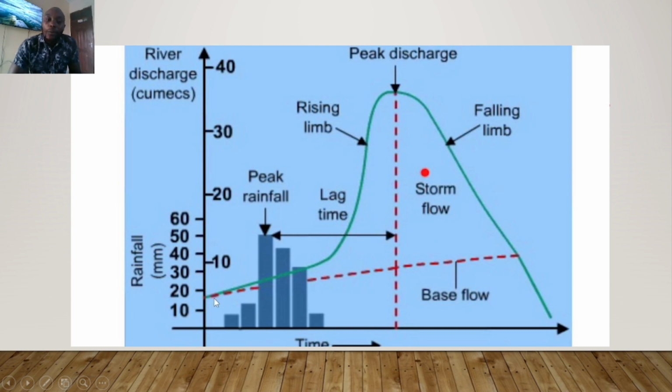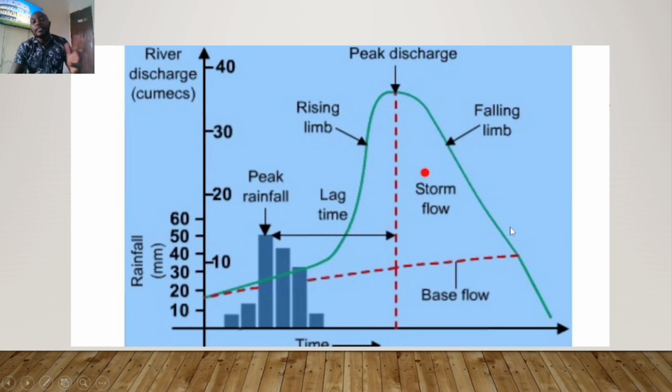Understood? And now what do we call this? We refer to this as the rising limb, meaning it's rising. The volume of that river is kind of rising. Understood? Then it reaches a point where we are having the peak, and then it starts falling. So we call this part here the falling limb. This one the rising limb, this other one the falling limb. Understood? And this one is the normal, the base flow. Okay, the base flow. That's what we call it.